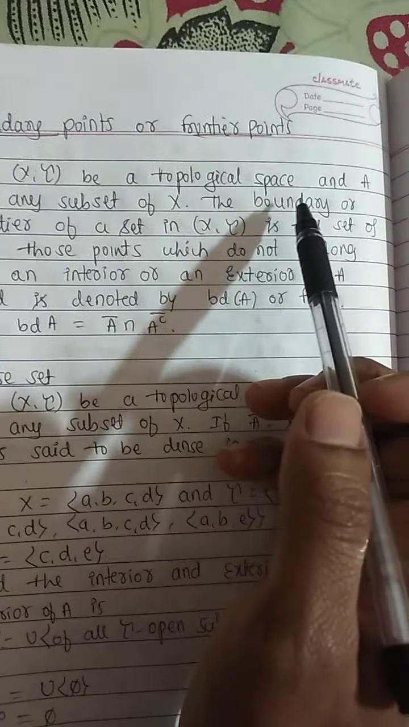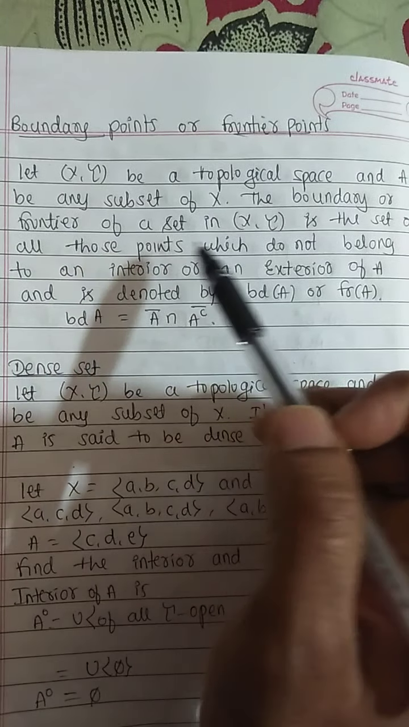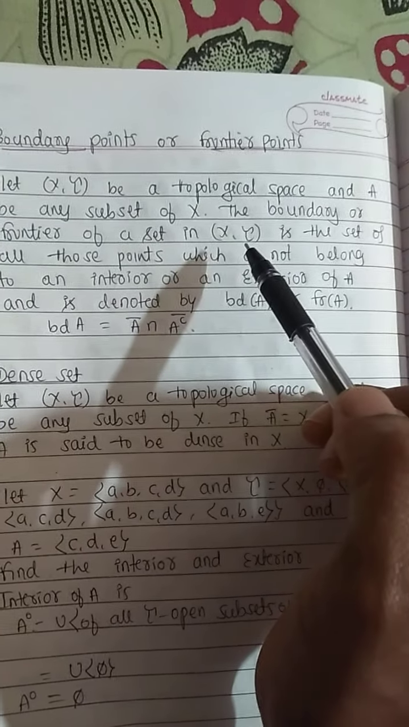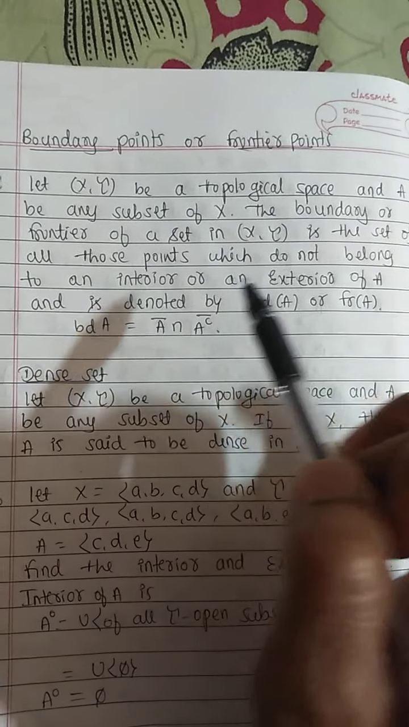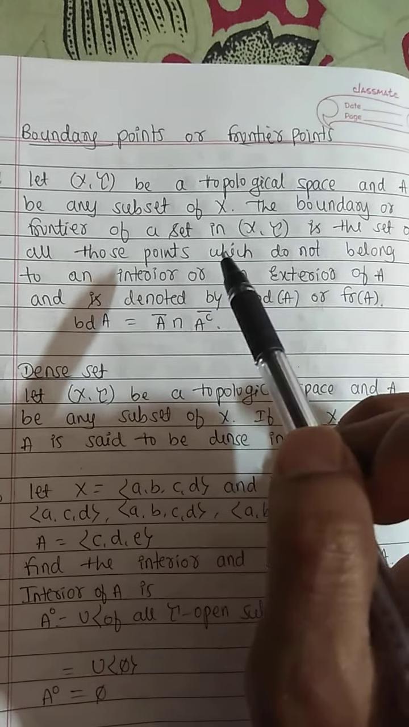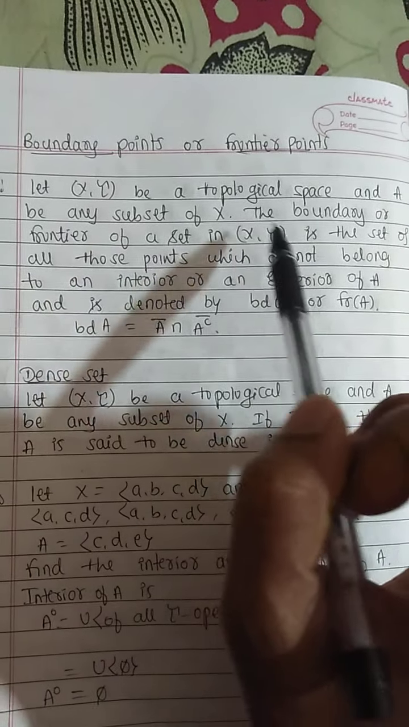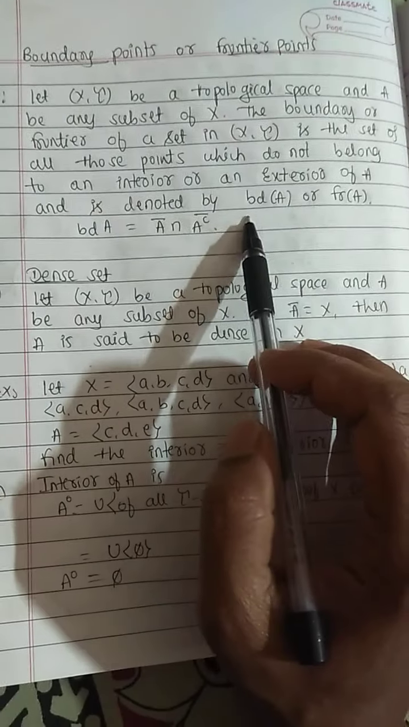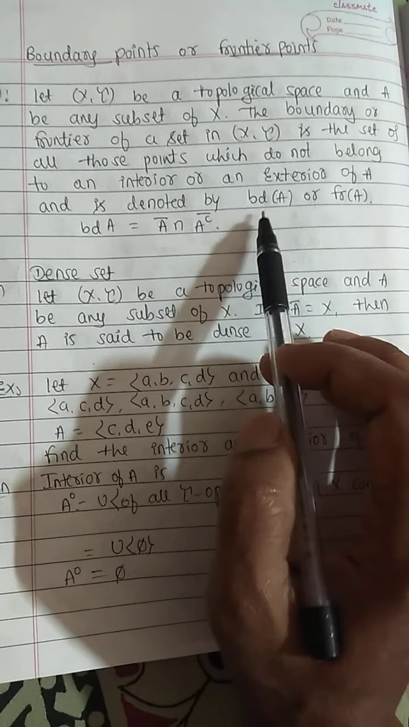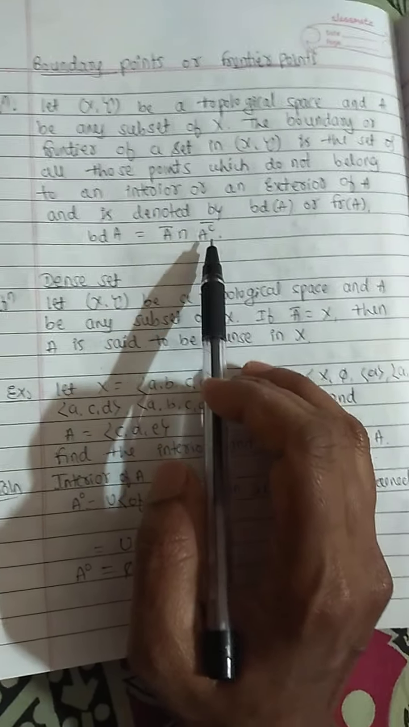Let (X, tau) be a topological space and A is any subset of X. Then the boundary point or frontier point of a set in the given topological space is the set of all those points which do not belong to the interior or the exterior of A. It is denoted by the boundary or frontier of A, and it's defined as the closure of A intersection the closure of A complement.